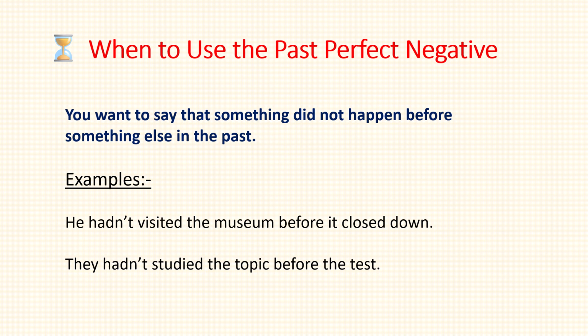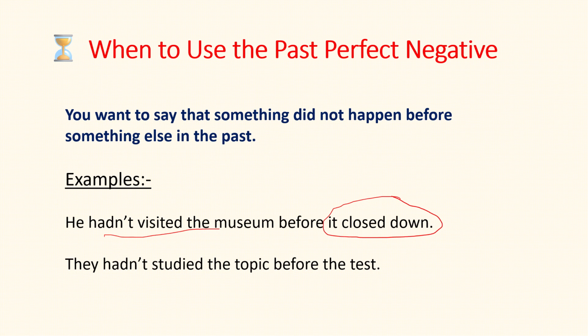We hadn't visited the museum. This action was not completed before it closed down. The museum is closed down, but our visit is pending. So the first action did not take place, and the other action already took place. So the sentence is in the past perfect negative tense.